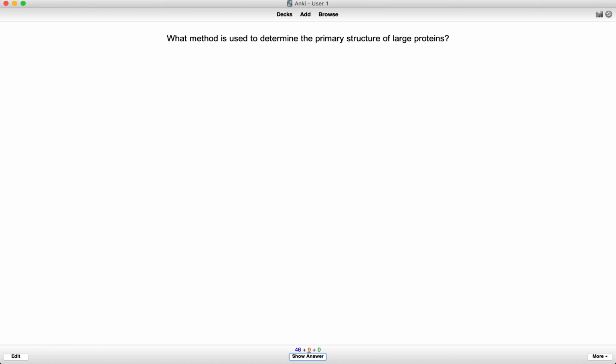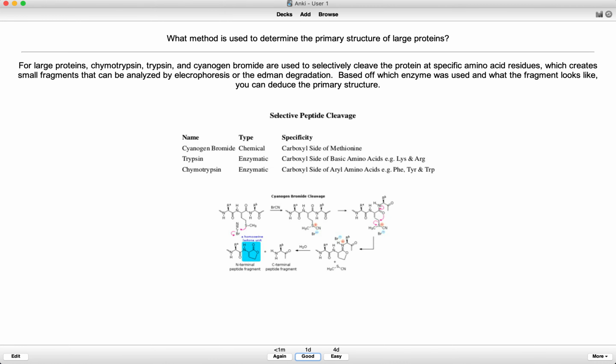Primary structures of large proteins, we typically use specific enzymes. So we have this, I think it's like cyanogen bromide, that detects methionine, the carboxy end of the methionine. We also have trypsin, which detects the carboxy end of basic amino acids like lysine and histidine. And we also have chymotrypsin, which detects the carboxy end of aromatic amino acids.